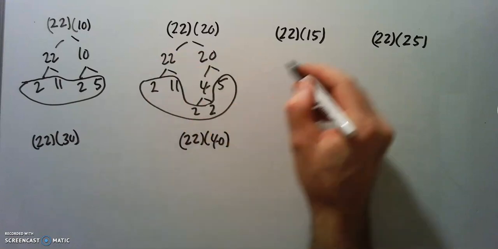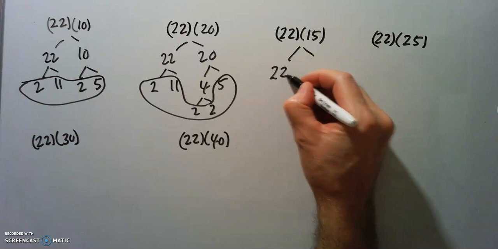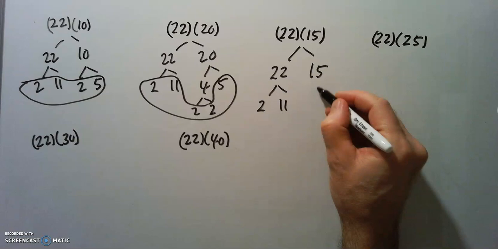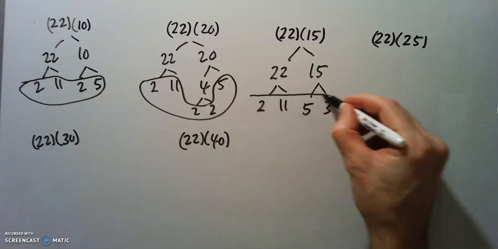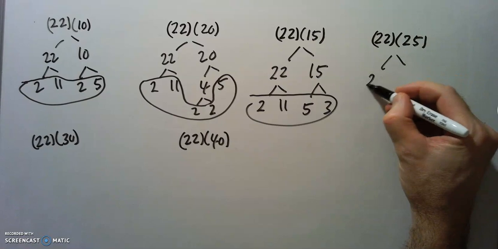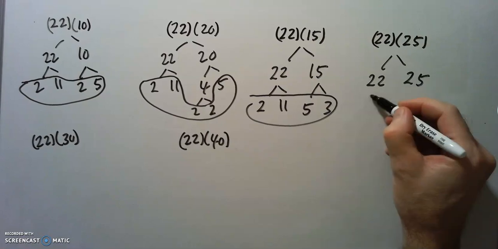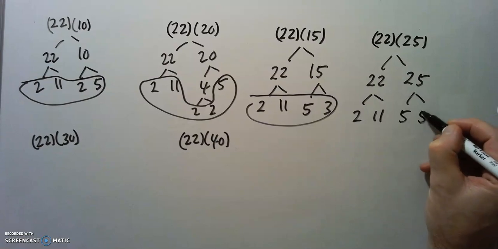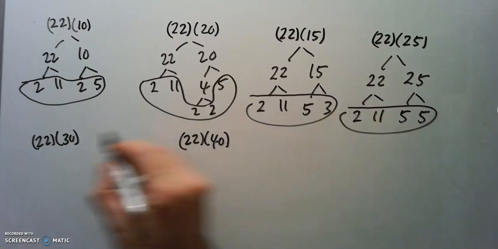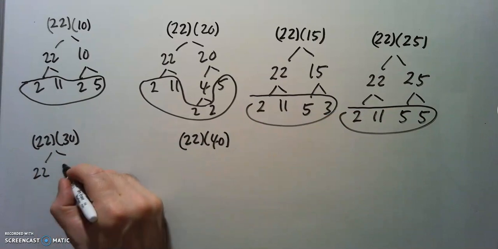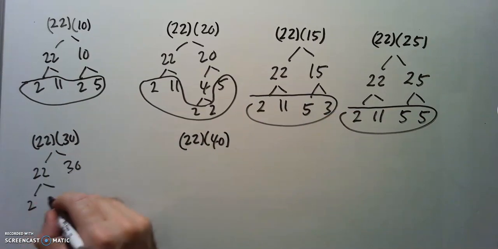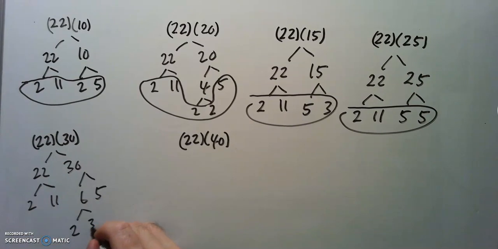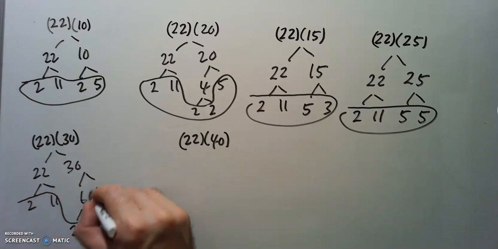2 there. This is 22 and 15. This is 2 and 11, 5 and 3. Those are prime factors. This is 22 and 25. This is 2 and 11, 5 and 5. So those are prime factors. This is 22 and 30. This is 2 and 11, 6 and 5. 6 breaks down then as 2 and 3. So it's 2 times 11 times 2 times 3 times 5.